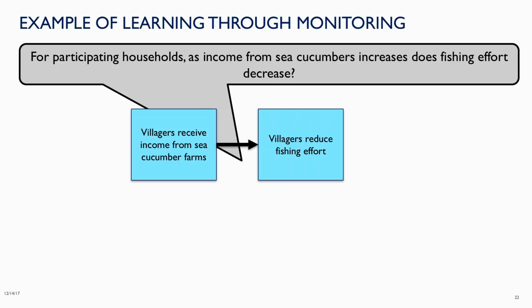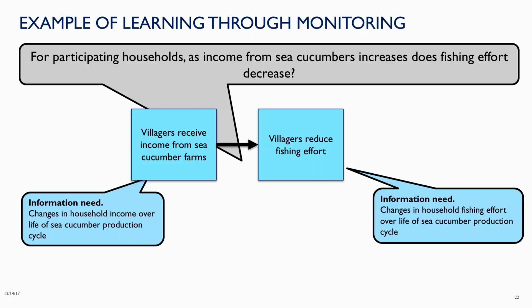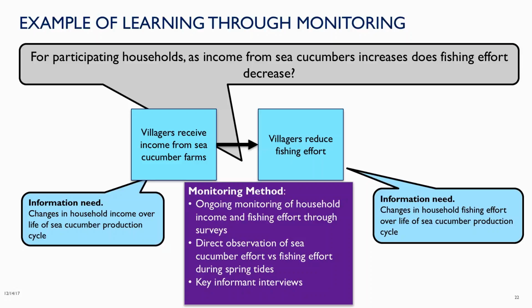So an example of learning through monitoring. Once we've got our learning questions, we've got this up at the top. For participating households, as income from sea cucumbers increases, does fishing effort decrease? And this is an example of one that is on an assumption between two results. We can identify our information needs: changes in household income over the life cycle of sea cucumber production on one side, and on the other side, changes in household fishing effort over the life cycle of sea cucumber production. And we'd want to compare these. You can imagine we could develop a number of metrics that would be able to monitor on each side.